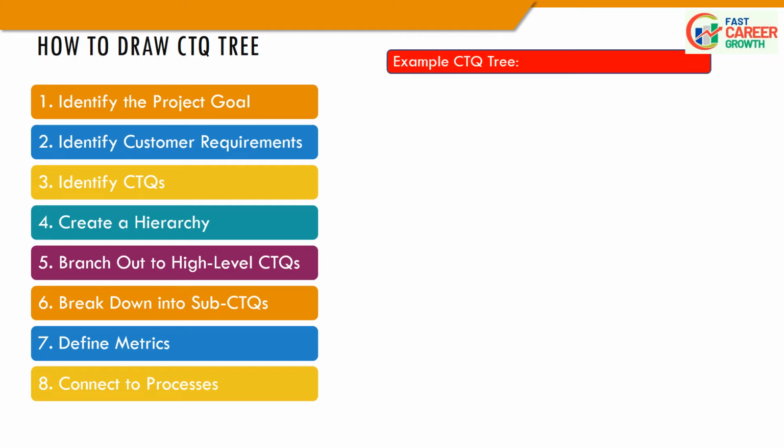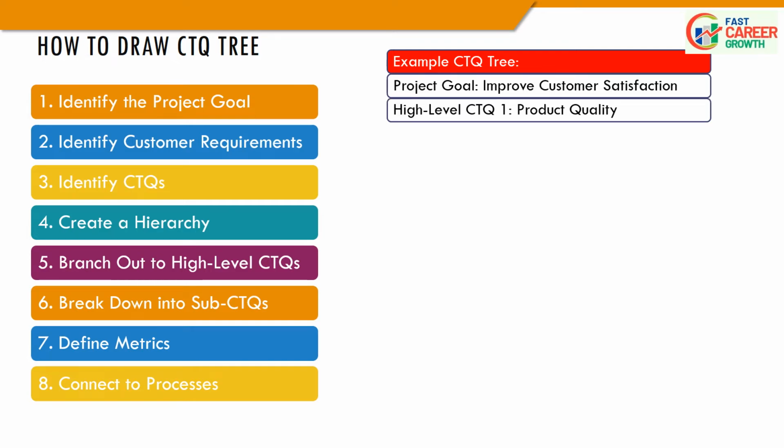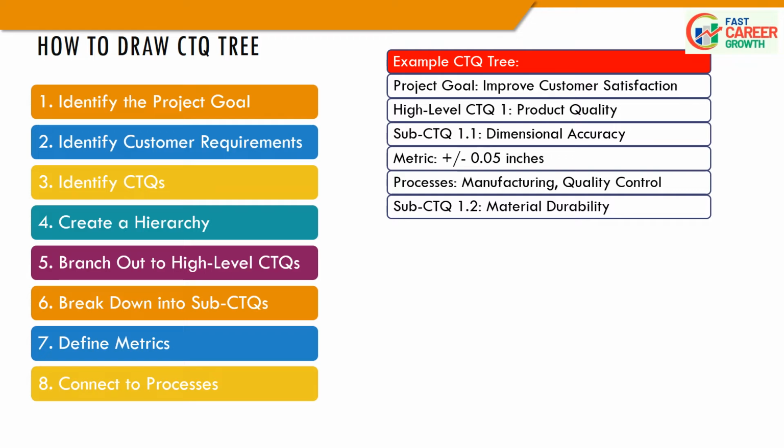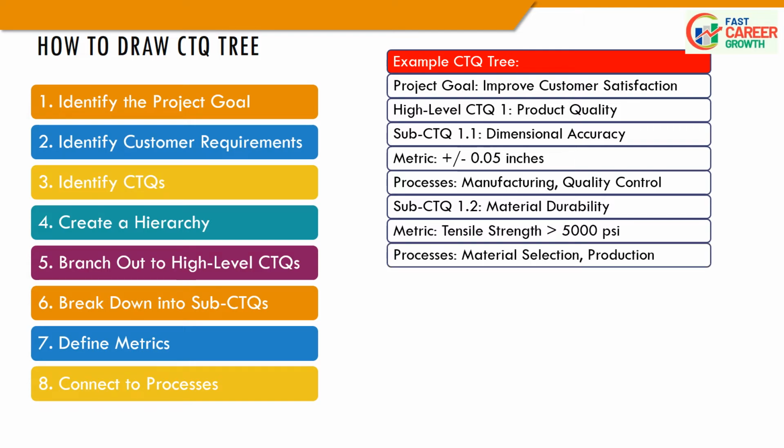Let's assume the project goal is to improve customer satisfaction. Here, high-level CTQ1 is product quality. A sub-CTQ is dimensional accuracy. The metric is plus or minus 0.05 inches. Here the key processes are manufacturing and quality control. Another sub-CTQ is material durability, and the metric is tensile strength greater than 5000 psi. Key processes are material selection and production.